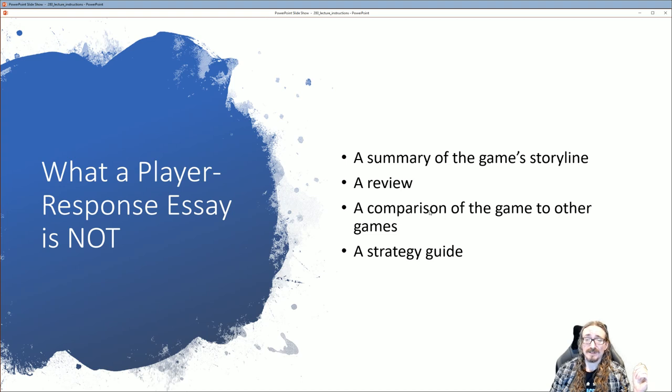I'm not really concerned about how the game compares to similar games. That's not really in our domain here. And it's certainly not a strategy guide. So those are all 4 things you're probably used to seeing if you read about games. But we're not doing any of these things.